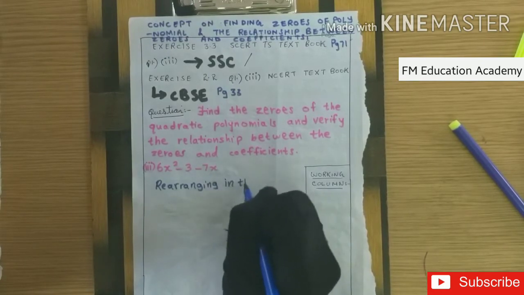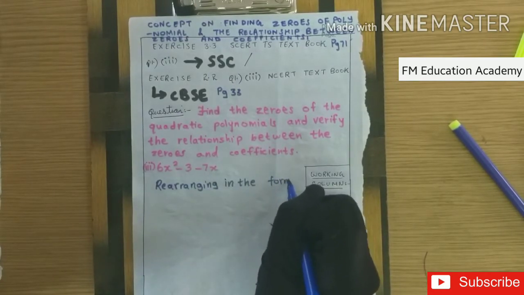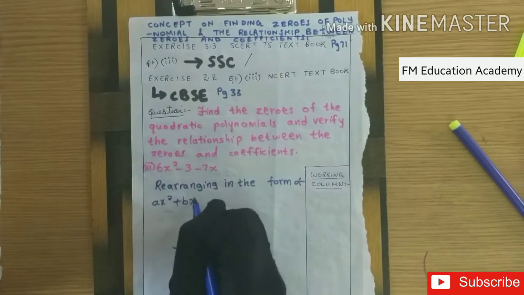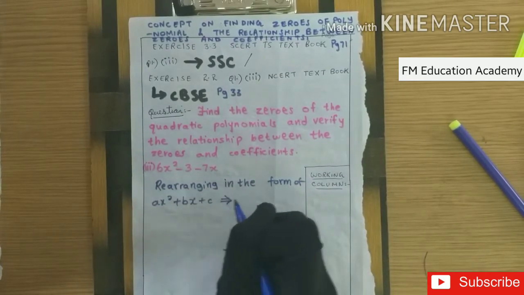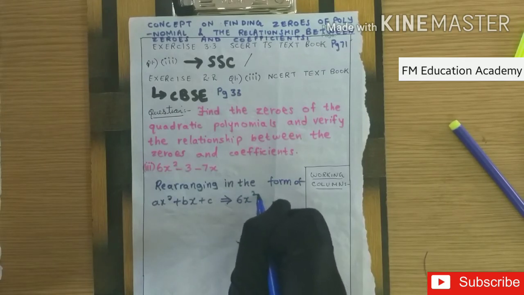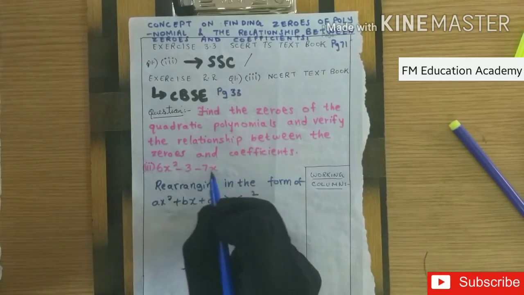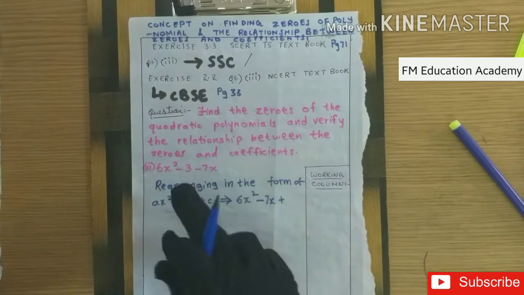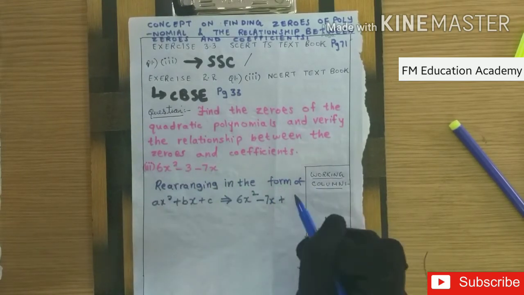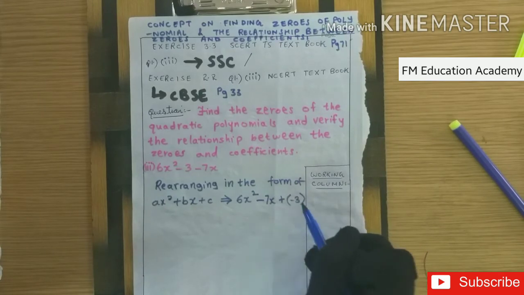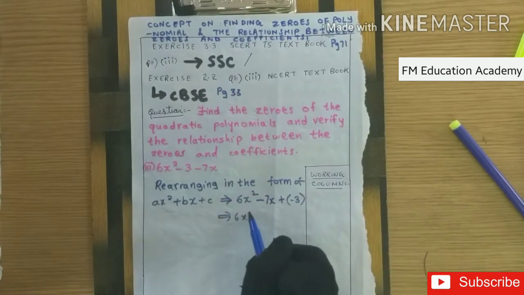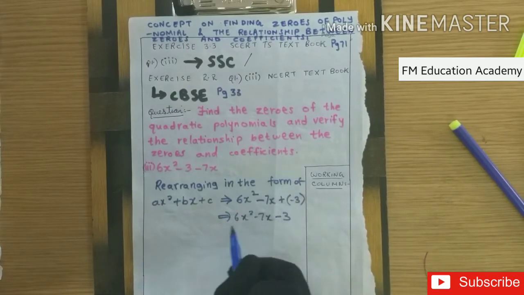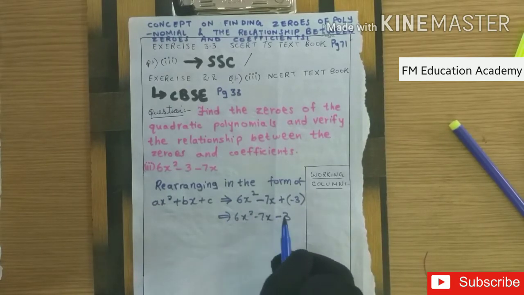Rearranging in the form of ax squared plus bx plus c. What will it become? First we have to write the ax square term. The ax square term is 6x square. Then write the bx term. The bx term given in the question is minus 7x. Then I have the c term. The c term given in the question is minus 3. Okay. So minus 3. Now what is this? 6x square minus 7x, plus into minus is minus 3. Now this polynomial is in standard form of ax square plus bx plus c.